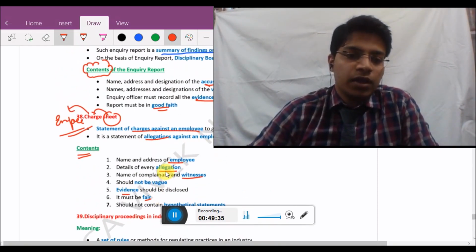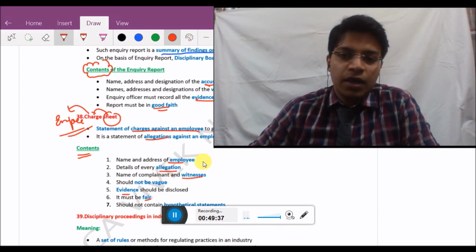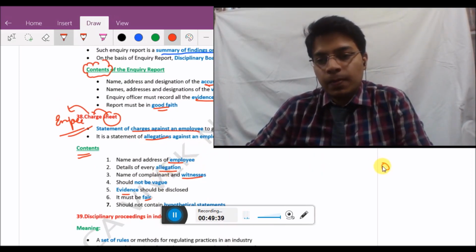So, what are the contents of the charge sheet? Details of the employee, the person. Details of the employee, accused employee. Details of the complainant. Details of the witnesses.